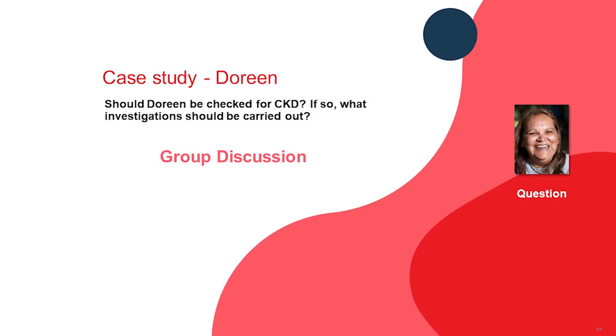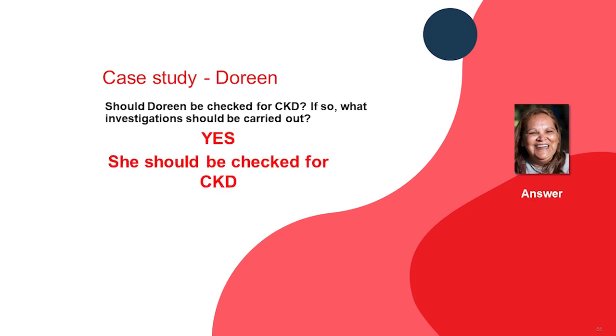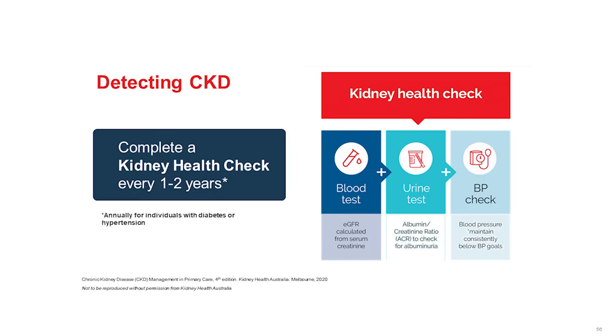If so, what investigations do we need to do? Okay, yes, she certainly should be checked for CKD. We check for CKD by blood test, urine test, as well as blood pressure, and complete a kidney health check every 1 to 2 years, and it is meant to be done annually for individuals with diabetes or hypertension. Now, the traditional screening test that we use for proteinuria is the albumin creatinine ratio.